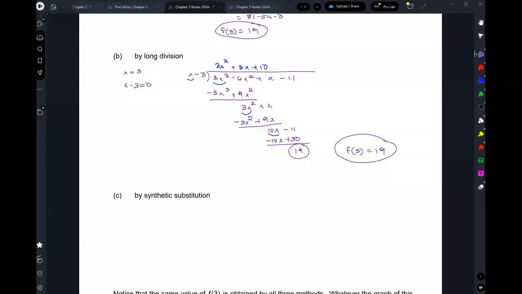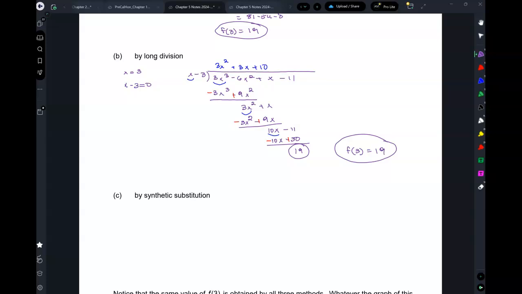Now, let me do another one, and then what is your question? I'm kind of confused on how 19 is our answer. That's the remainder. I know. But it's the remainder, but the answer is... Yeah, but that's the quotient. The division gives you the quotient, but the remainder is f of 3.